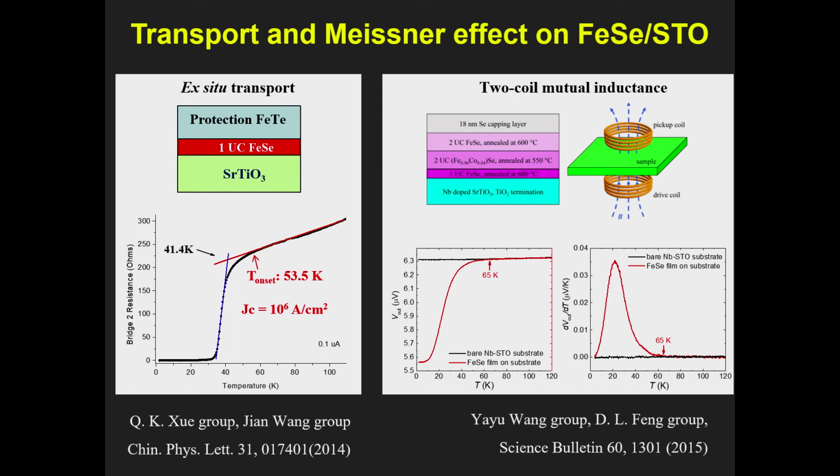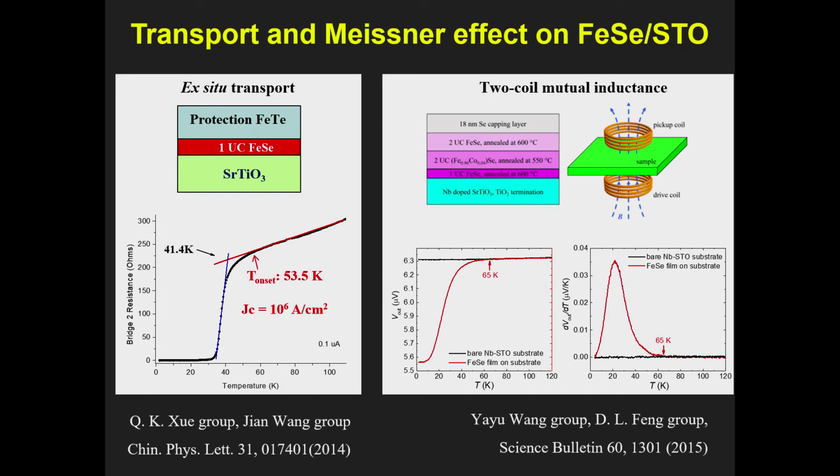My group collaborated with Donglai Feng's group. We also grew a monolayer of iron selenide. The difference from Qikun's sample is that the film is now grown on a metallic SrTiO3 substrate, which is much easier to prepare and has much better quality. Because this is a Meissner effect measurement, we can use a metallic substrate.